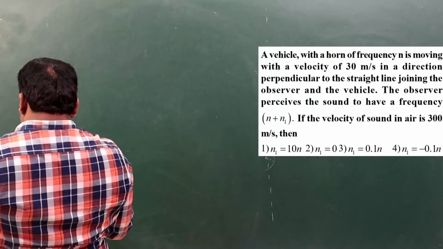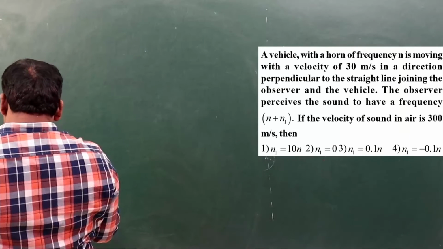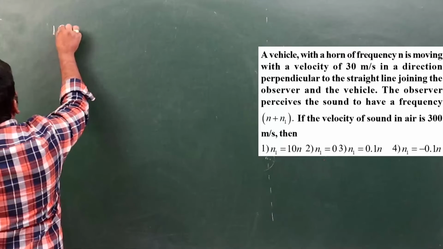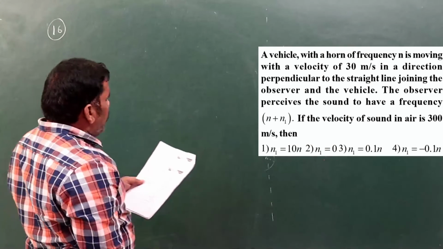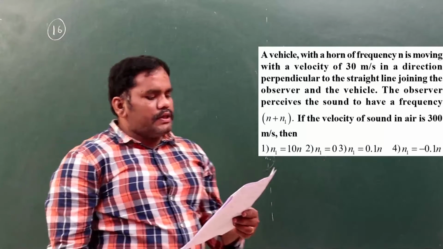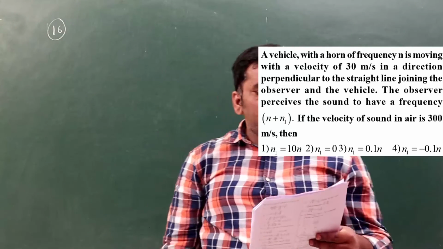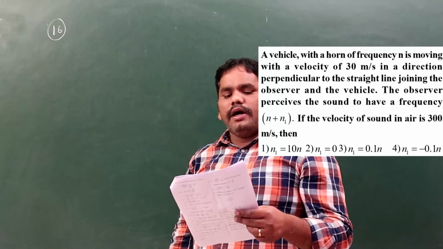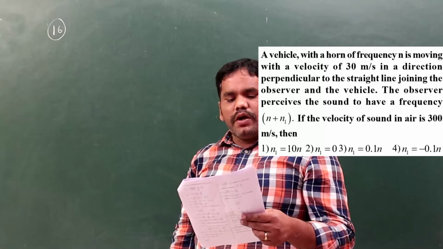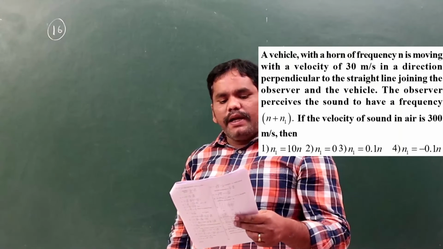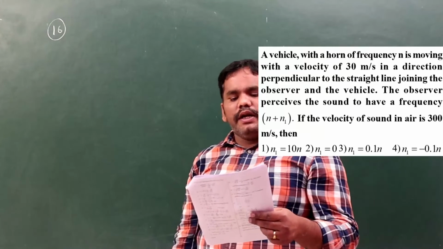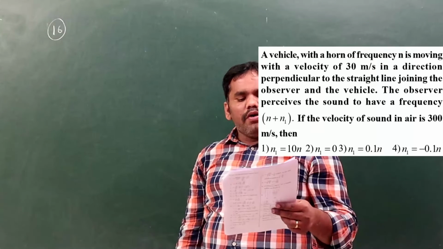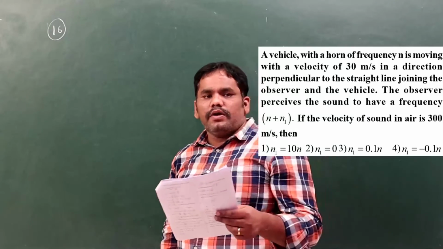Next question number 16. A vehicle with a horn of frequency n is moving with velocity of 30 meters per second in a direction perpendicular to the line joining the observer and the vehicle. The observer perceives the sound to have a frequency n plus n1. If the velocity of sound in air is 300 meters per second, then n1 is equal to how much in terms of n?